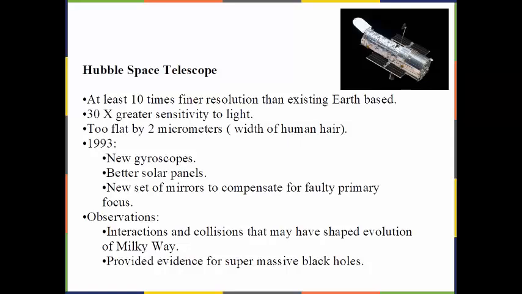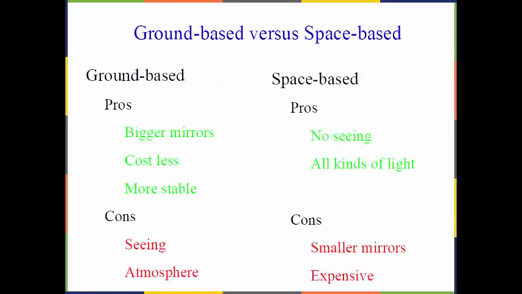Initially, when it was sent up, it was too flat by about 2 micrometers, about the width of a human hair. And then in 1993, a repair mission was sent up that put on new gyroscopes, better solar panels, and new sets of mirrors to compensate for the faulty primary focus.